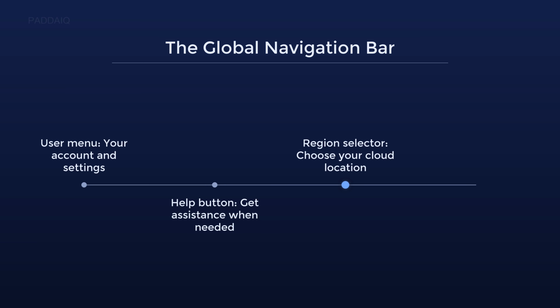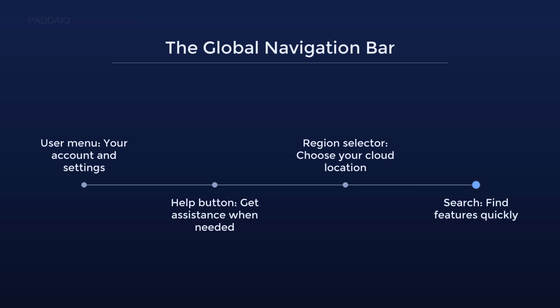Region selector, choose your cloud location. This means you select the specific physical data center where your SAP BTP applications will run. For example, if your users are in Europe, you might choose the Frankfurt region to ensure faster performance for them. This simple choice directly impacts your application's speed and data residency compliance.